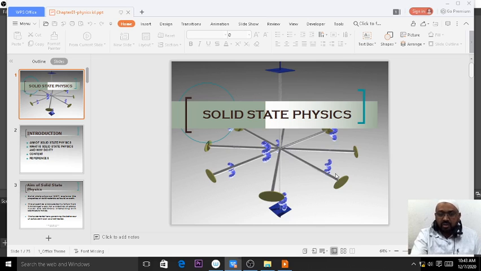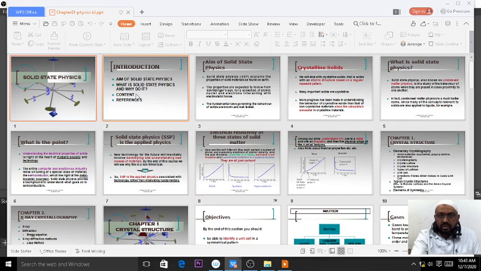Good morning, everyone. We are going to start our next topic, that is solid state physics. We just studied solid state physics in the previous classes. Now we are going to learn more about solid state physics. We just started with solid state physics.